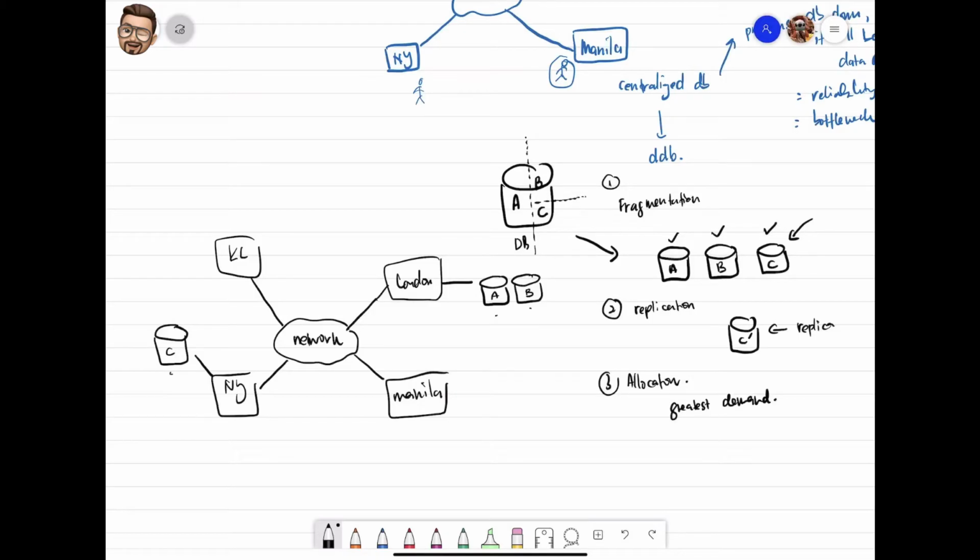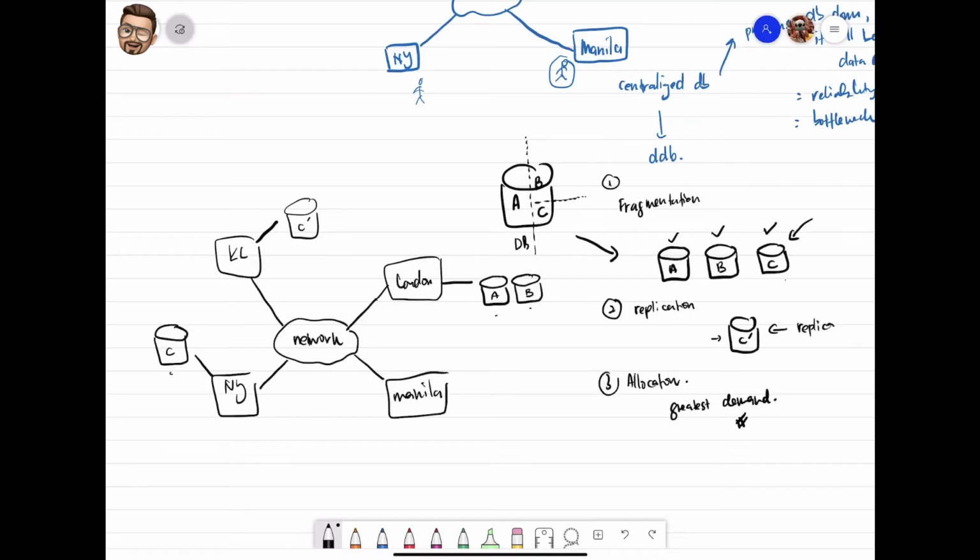Okay, we have put the fragments at greatest demand. Since London wants to use A and B the most, and you want to use C, we give that particular fragment to that particular branch. However, what if, since we have a replica, Kuala Lumpur also wants to use C the most? What we can do is replicate data fragment C and give it to Kuala Lumpur. So this is the replica.